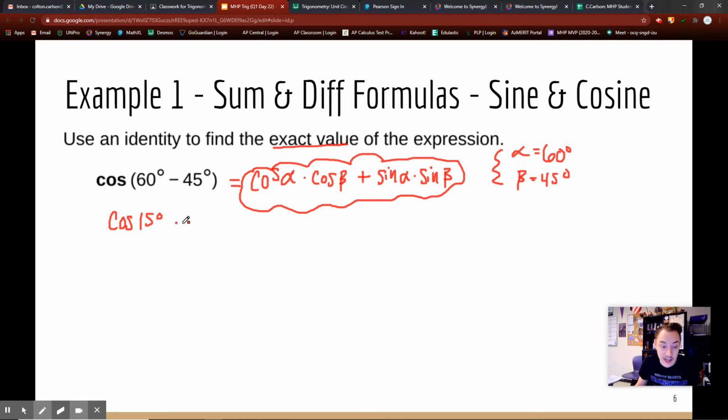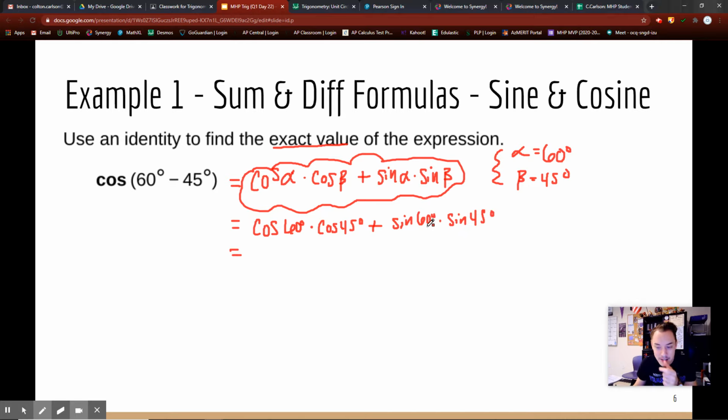What is this actually saying? Okay, I'm actually going to erase this, and I'm actually going to do equals. And then now this is cosine of my alpha, which is 60 degrees, times cosine of 45 degrees, plus sine of 60 degrees, and then times sine of 45 degrees. Now, because I have these memorized, I already know what it is, and this is pretty easy for me to solve. So cosine of 60 degrees is just 1/2. And then cosine of 45 is radical 2 all over 2.